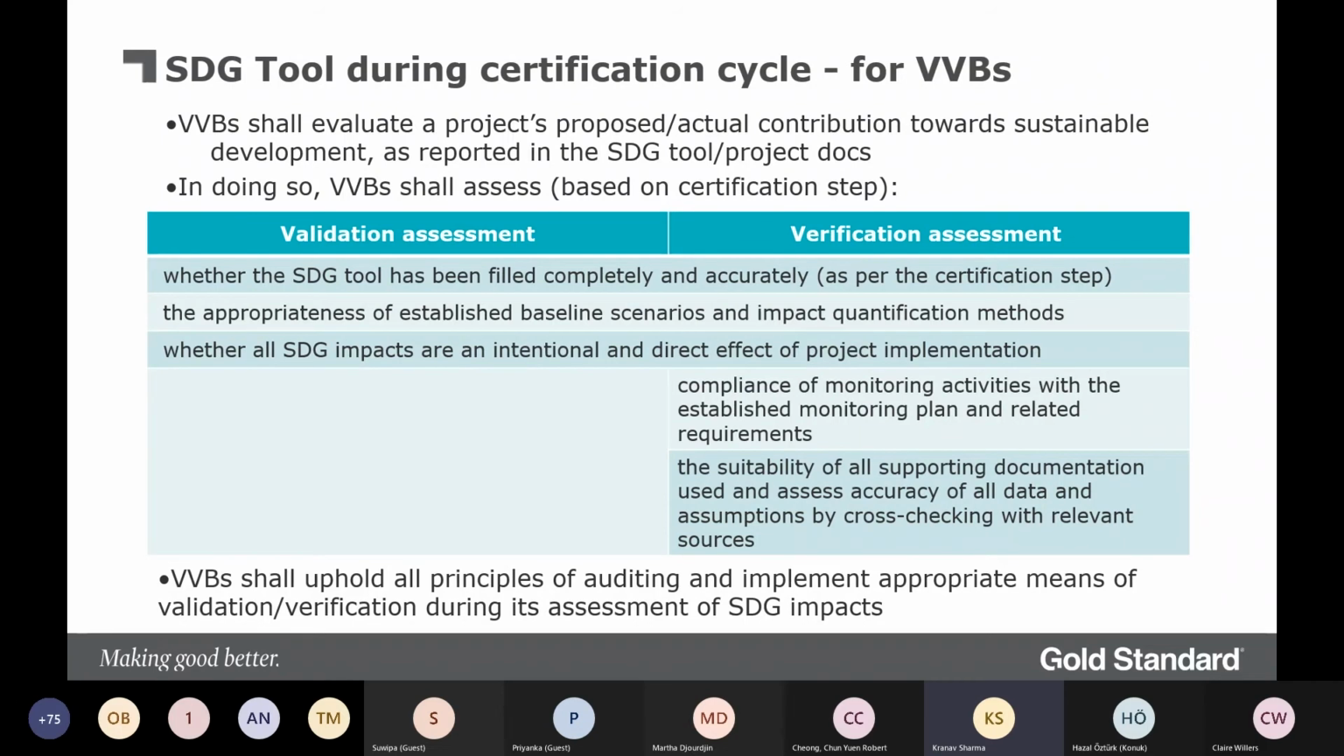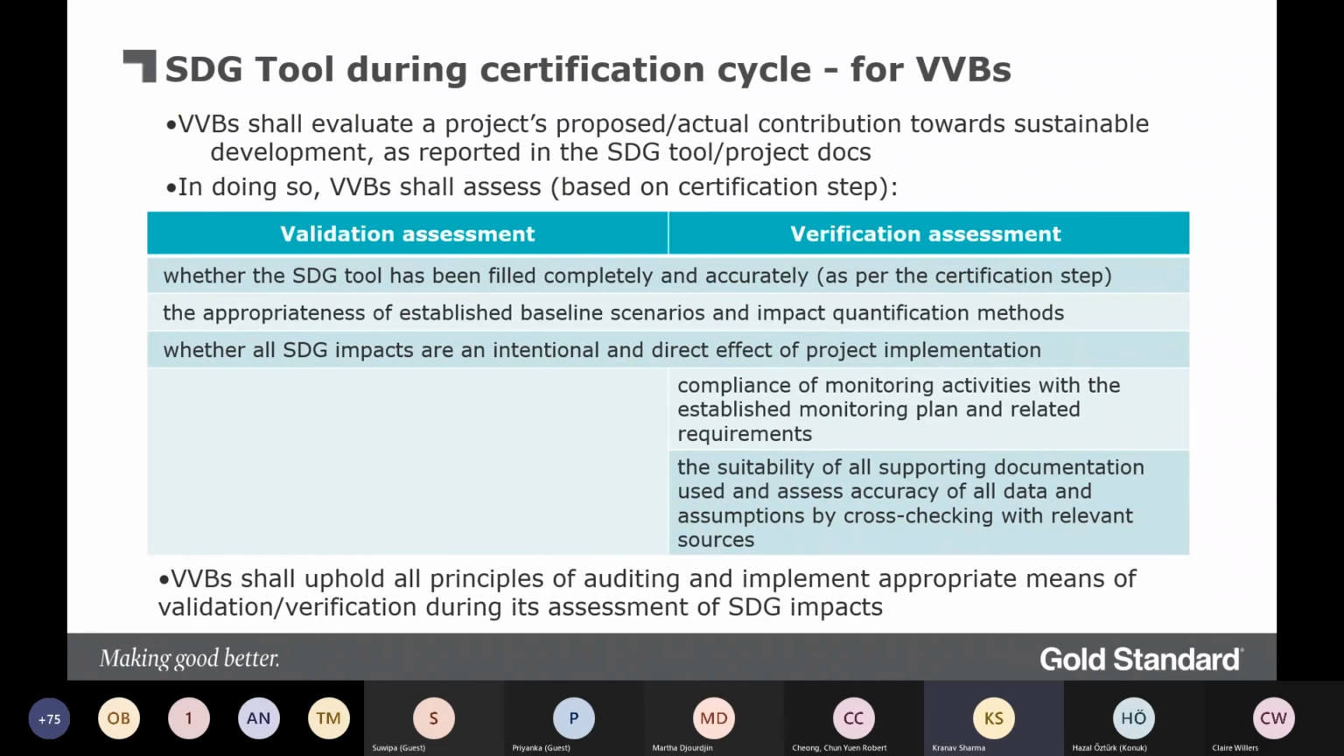Finally, the VVB shall also assess the suitability of all the supporting documentation that project developers have used, and assess whether the data and information that project developers have used in quantifying their SDG related impacts are correct and the assumptions are appropriate, by using their own sectoral expertise and experience, as well as cross-checking with relevant sources that the PD has quoted, or any other external third party source that they can then look at.